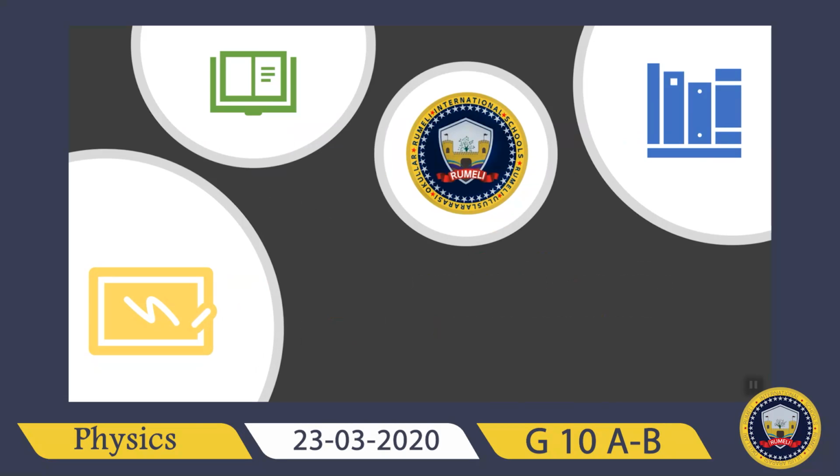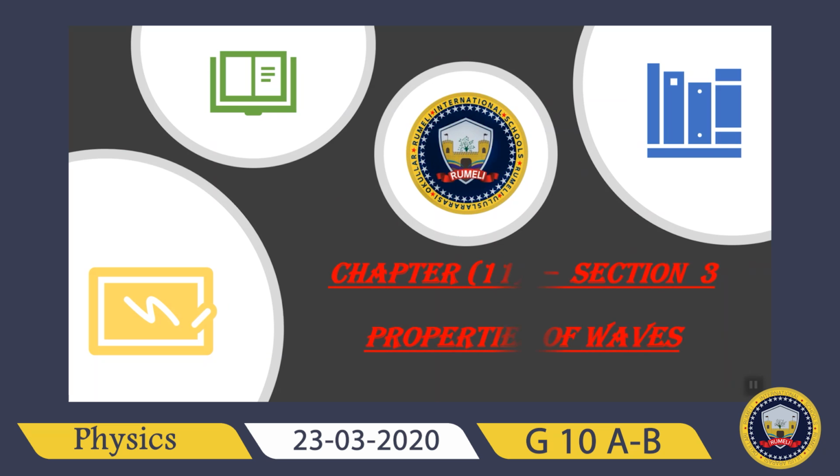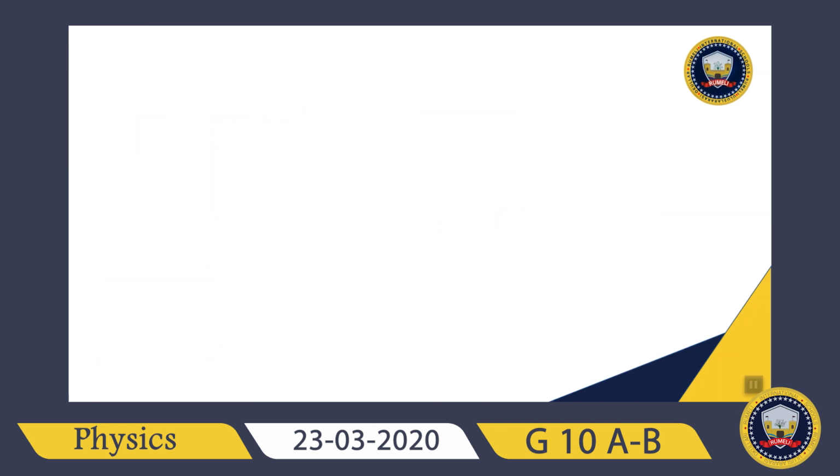We have studied before, as you know, section 1 and section 2 in chapter 11 about simple harmonic motion. Our topic today in section 3 is about waves, what types of waves there are, and the properties of waves. So let's see at the beginning what's meant by wave.